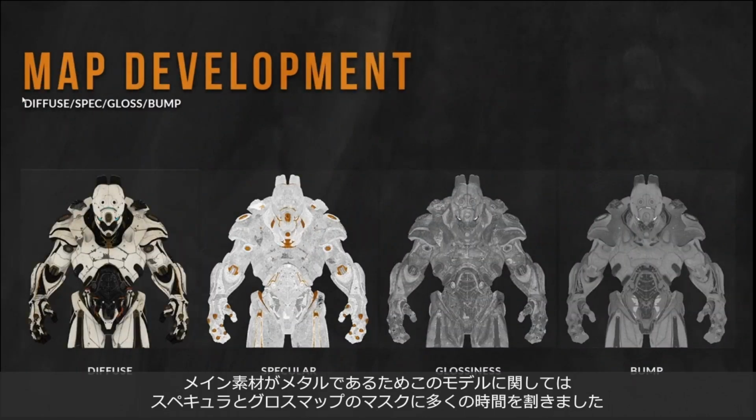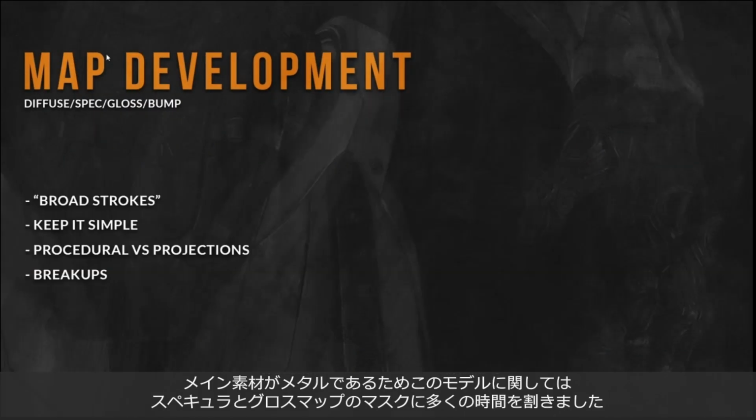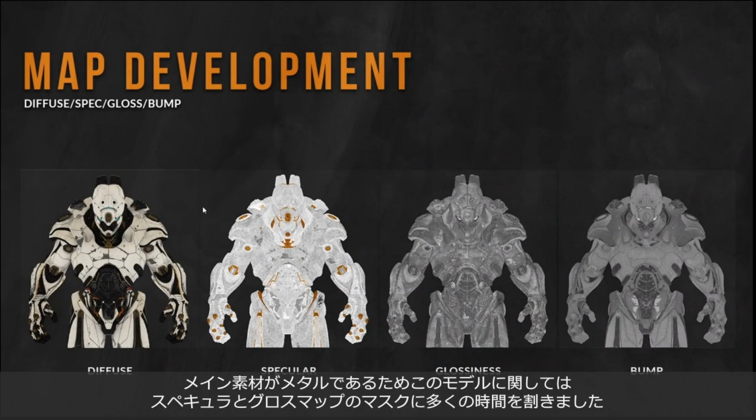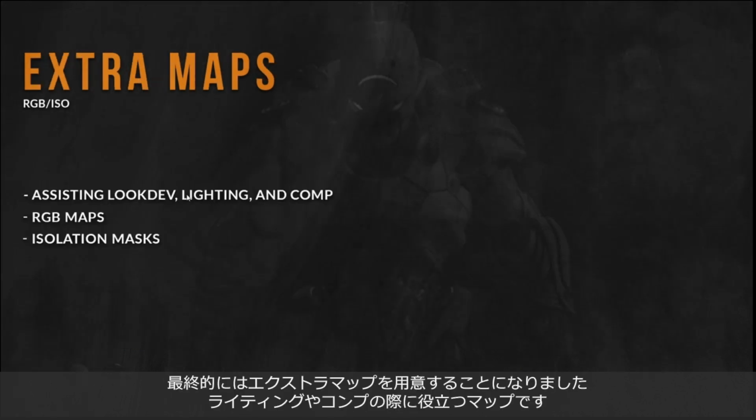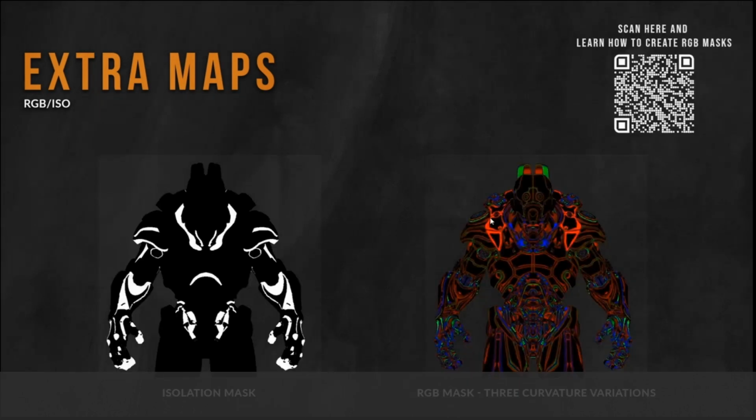And so I spent more time on my masks for this asset specifically because most of the look came from the spec and gloss maps, because it was mainly metals, and I also had some extra maps in the end. These maps help the look dev artist, in this case myself, to adjust a few things on the shader side if needed.